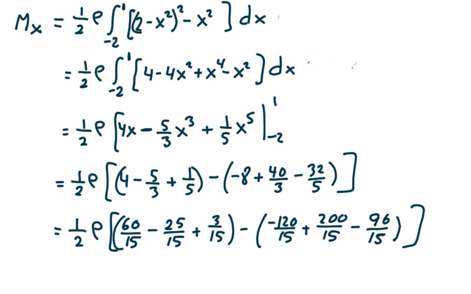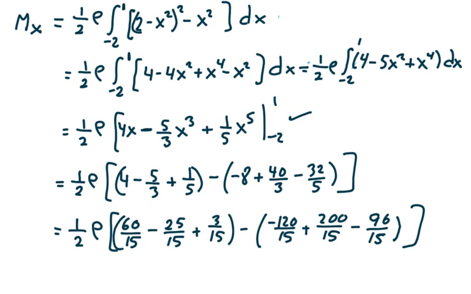Now, one thing to note here is that we can write this as 1/2 rho times the integral from negative 2 to 1 of 4 minus 5x squared plus x to the 4th dx. And so this is 1/2 rho times the quantity 4x minus 5/3 x cubed plus 1/5 x to the 5th, evaluated from negative 2 to 1.